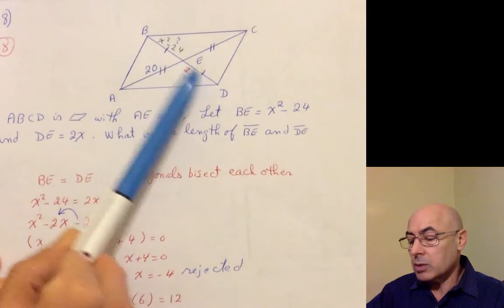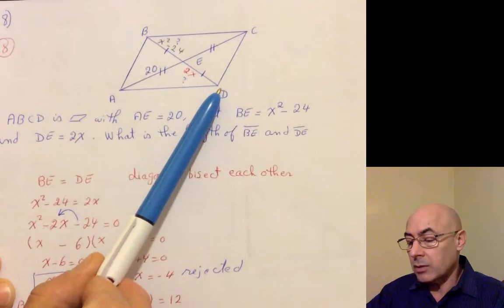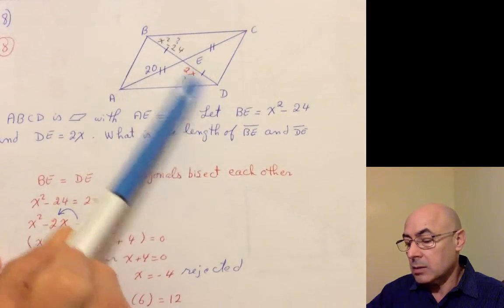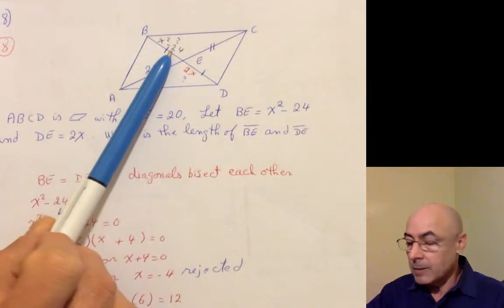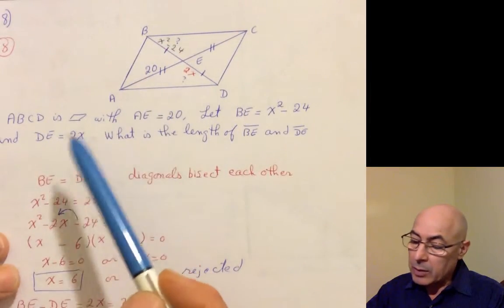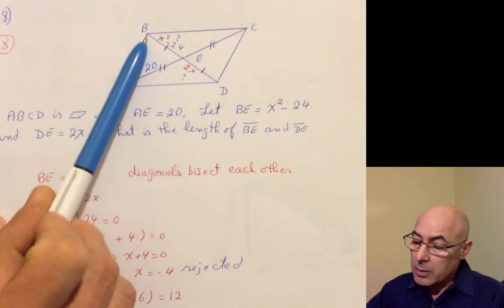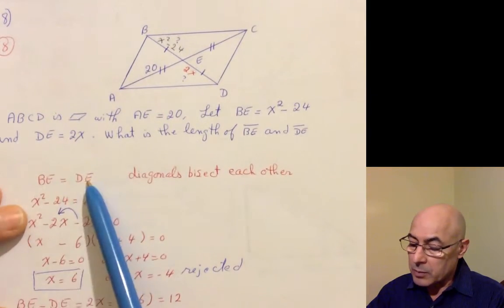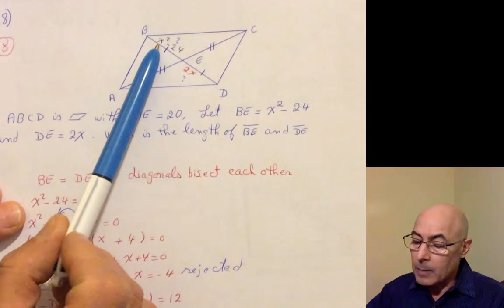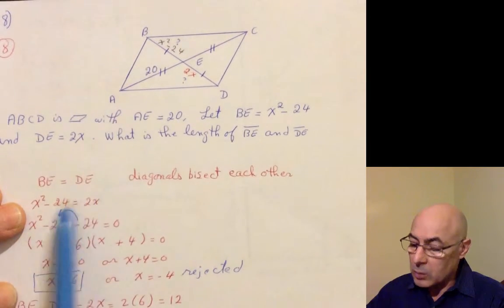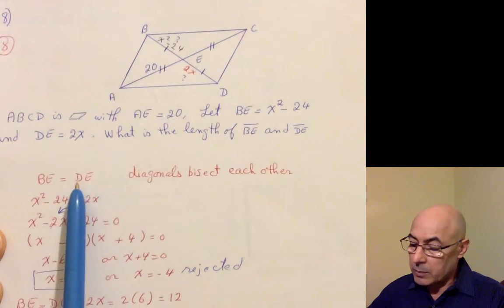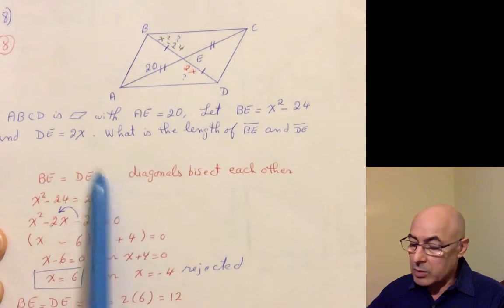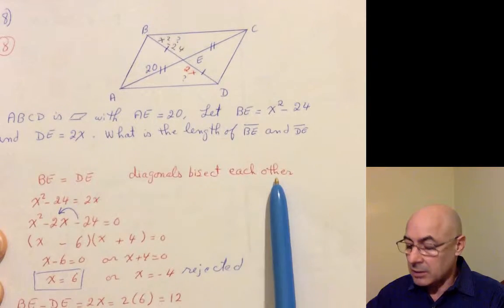They should be equal to each other because diagonals bisect each other. But we want to know the value of X, so I can tell what ED and BE are. So we need to set up an equation. This BE should be equal to ED, so that's going to be my equation. Instead of BE, I'm using whatever is given for BE, x squared minus 24. DE equals 2x. And we can set up this equation because diagonals bisect each other.